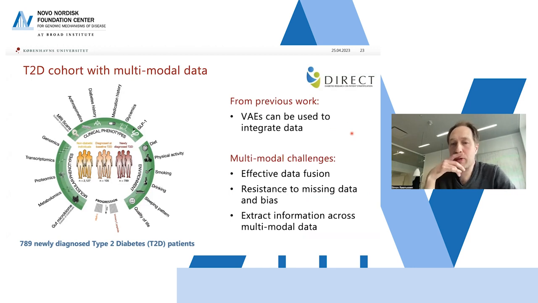Okay, so what we knew from our previous work on the previous slide was that we could use the VAEs to integrate data. We had learned that we could use them to integrate various types of data and learn from that data. But here we had a bigger challenge. We had a lot of different types of data. We also had a lot of missing data and a lot of biases. This is a European cohort, so they are collected at 5 or 6 different centers across Europe.